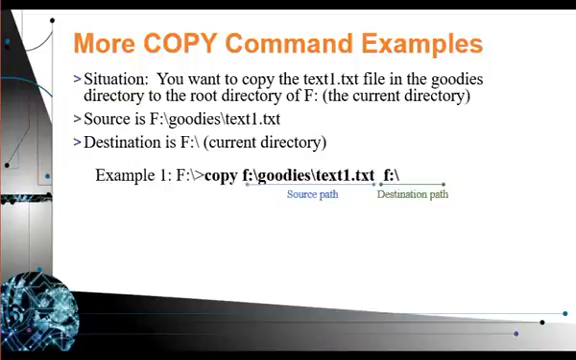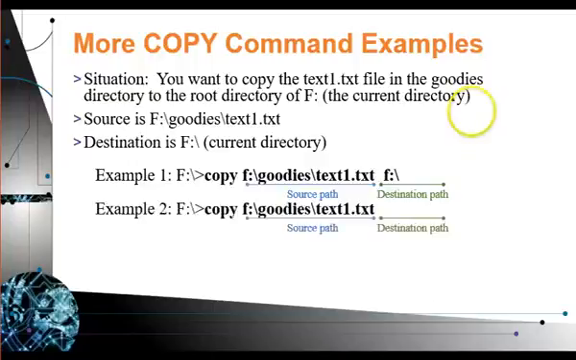Copy, the command is copy, space, and then where's the file? F:\goodies\text1.txt is literally an exact map for how to find that text1.txt file. Second, you put a space and then you put the destination path, and we want it to go in the root directory of the F drive. So we say F:\ and then press the enter key.